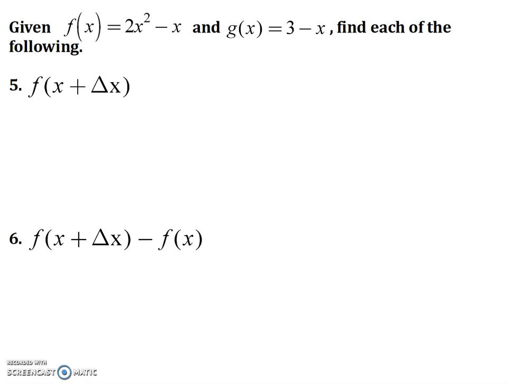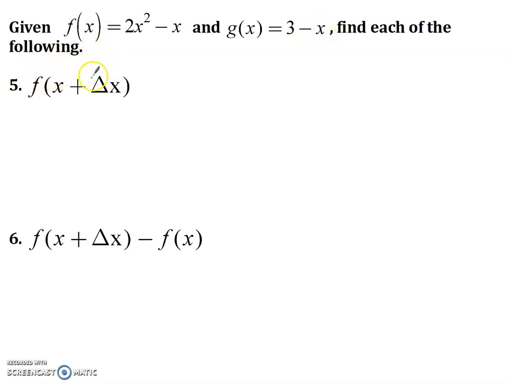Okay, we're going to look at finding some expressions using delta x. We're going to use this later on when we get to the definition of the derivative. So we're given two functions, f of x equals 2x squared minus x, and g of x equals 3 minus x. We're going to find each of the following.